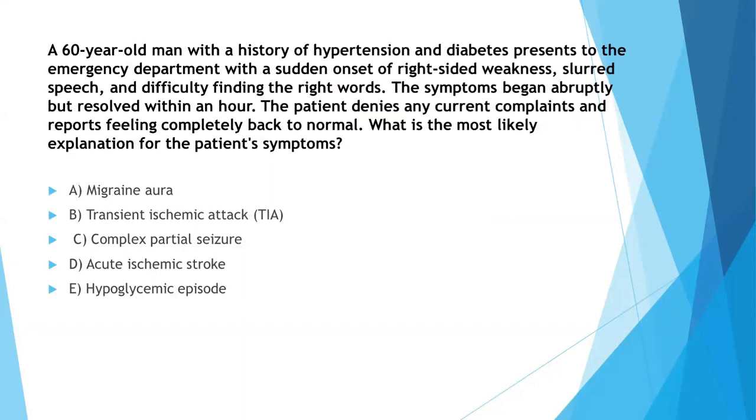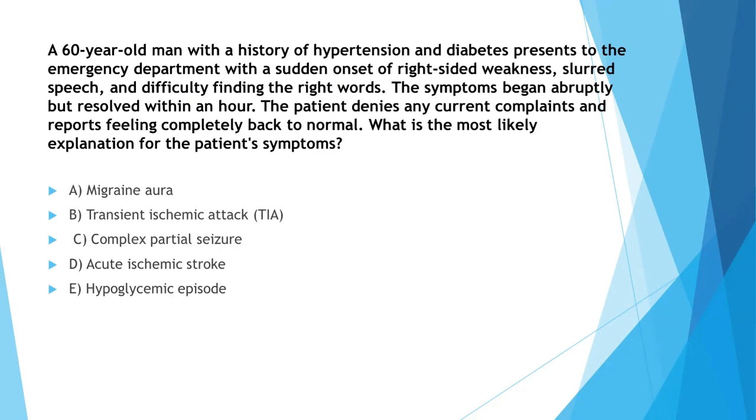Now, here we have one more question. What is the most likely explanation for the patient's symptoms? A 60-year-old man with a history of hypertension and diabetes presents to the emergency department with a sudden onset of right-sided weakness, slurred speech, and difficulty finding the right words. The symptoms begin abruptly but resolved within an hour.